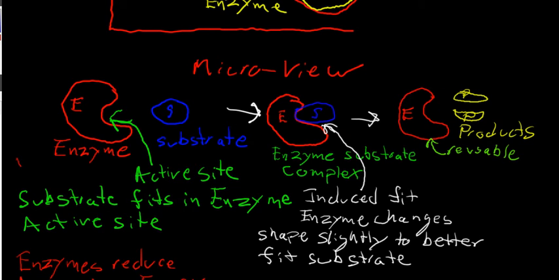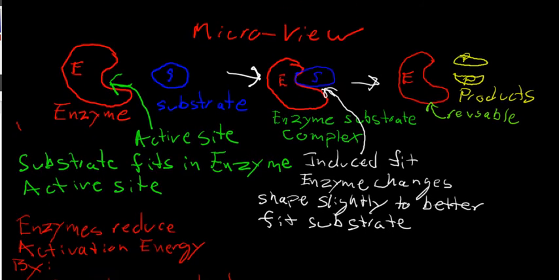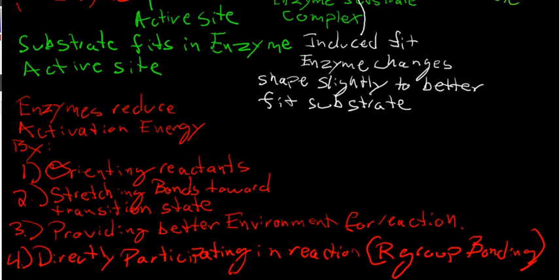Right. So how exactly does that reduce activation energy? Well, usually in one of four ways. One, if there's more than one substrate or reactant that comes in and binds to an enzyme in a chemical reaction, this enzyme helps to orient those two reactants in such a way where the chemical reaction can happen. Secondly, an enzyme might be stretching the bonds of the reactants that bind to its active site towards the transition state. Third, it provides a better environment for the reaction.